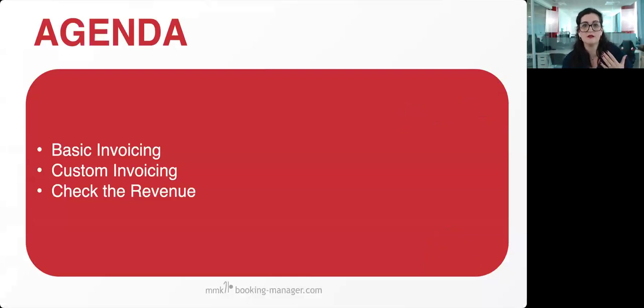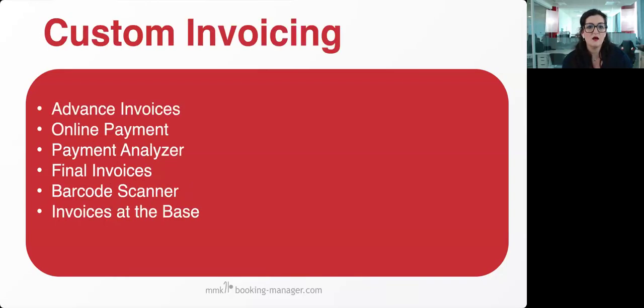So we will go through three main points today: the basics of invoicing, the custom invoicing, and how to check the revenue and make sure that there's nothing that is missing. So those are the three main categories we will go through today.